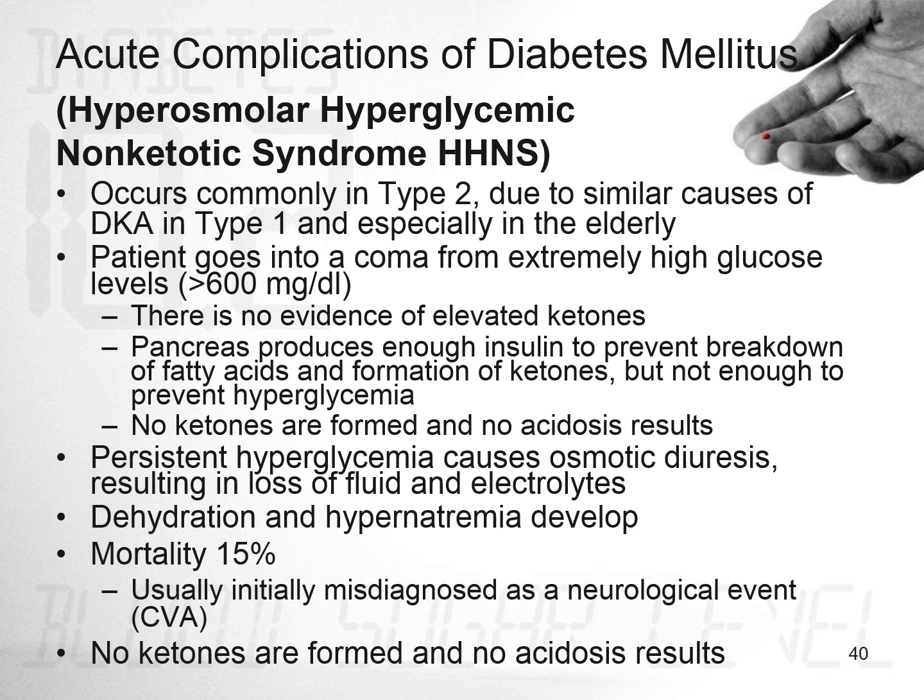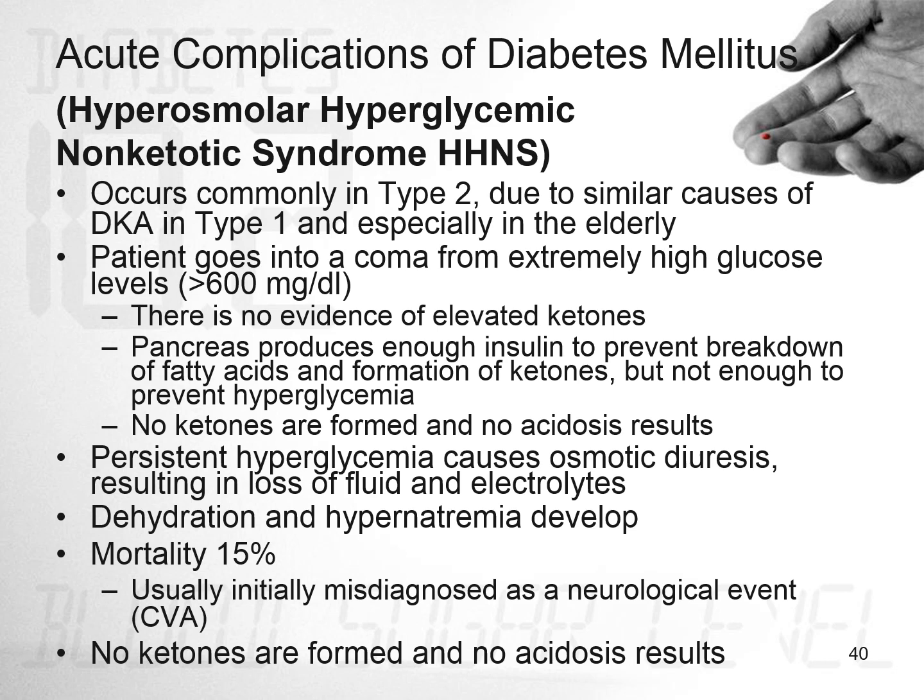Okay, another acute complication of diabetes is hyperosmolar hyperglycemic non-ketotic syndrome, otherwise known as HHNS. This occurs commonly in type 2 diabetics due to similar causes of DKA in type 1 and especially in the elderly. So patients go into a coma from extremely high blood glucose levels. So these are going to be greater than 600. There's no evidence here, though, of elevated ketones.